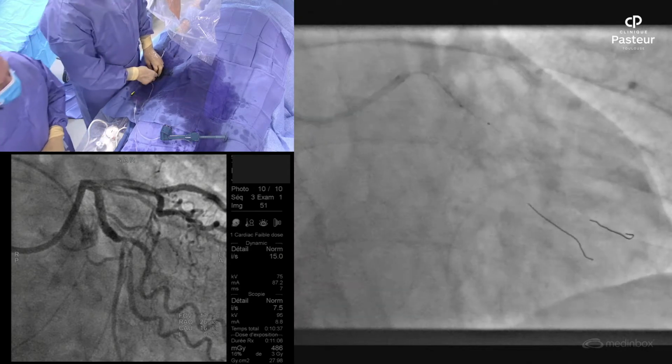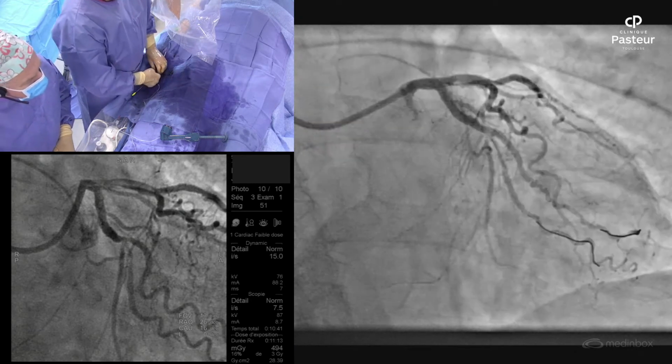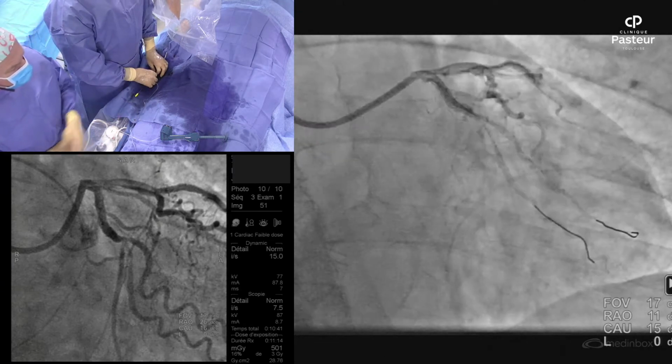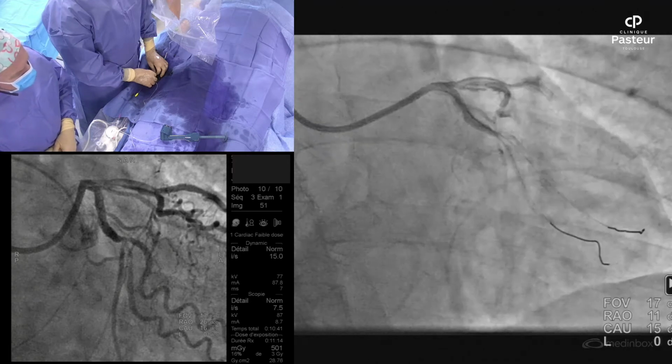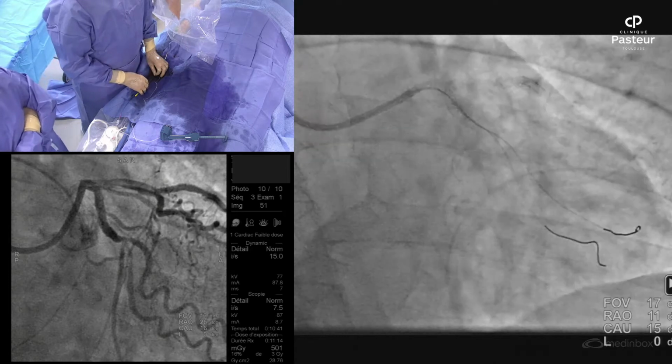Now what we can do is to take a view of that. Test. Much better. There is some accordion effect on the first marginal branch, but it's quite normal, I would say. When we remove the wire, normally it will disappear. If there is no dissection, it should be okay.